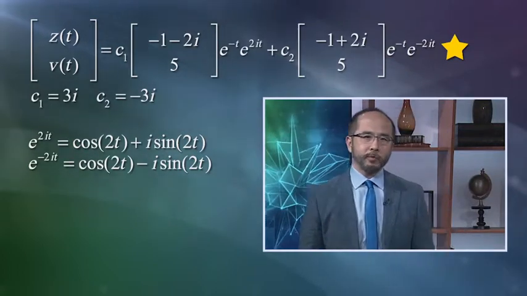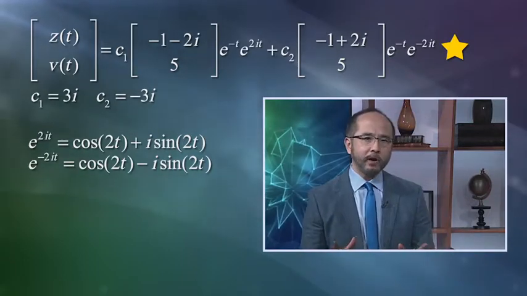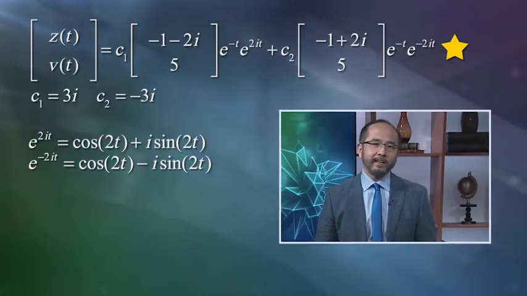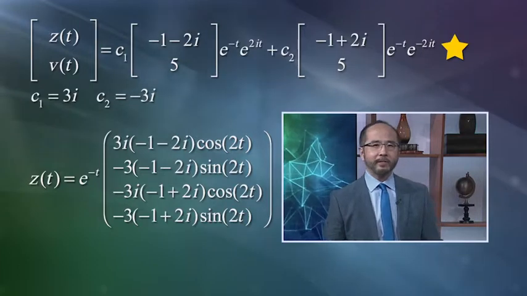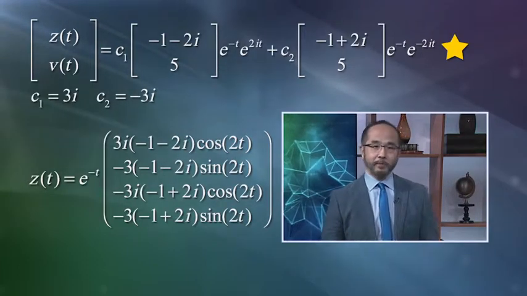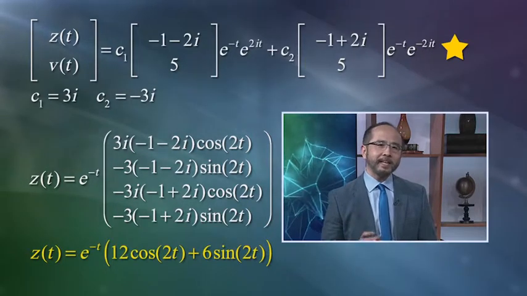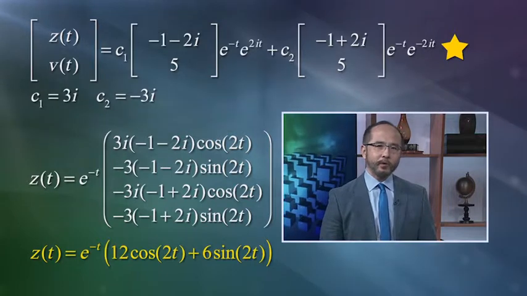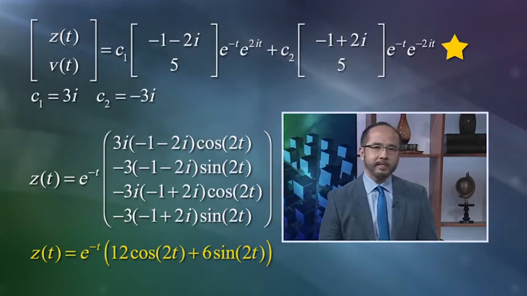Now I'll just say if you persist and write out everything carefully from here, I know equation star looks like a mess, but a lot of simplification happens. In the end, believe it or not, all the imaginary parts of the expression cancel and you get a real function, which is what you expect. Then we have z of t equals e to the minus t times the quantity 12 cosine 2t plus 6 sine 2t.